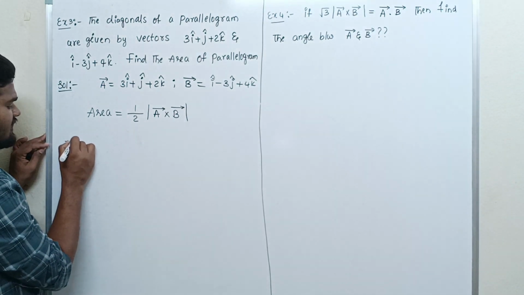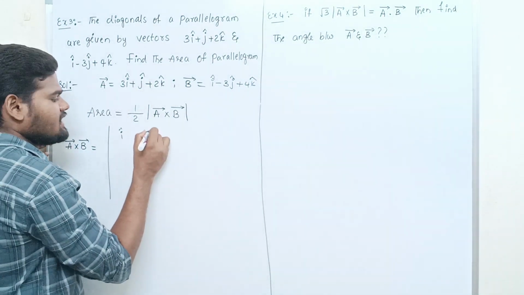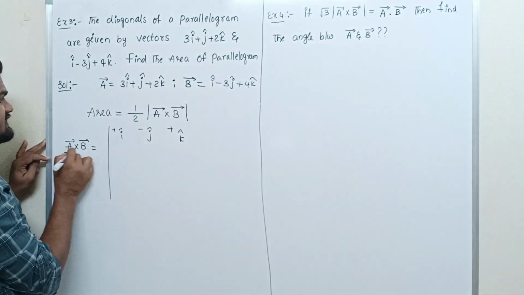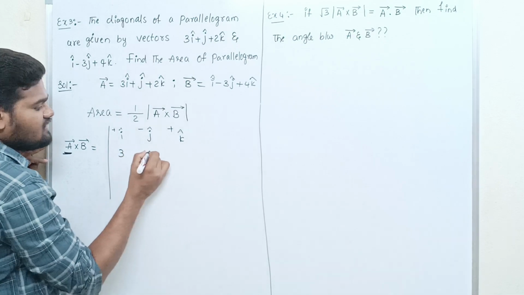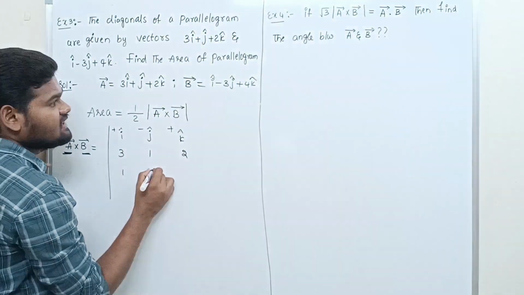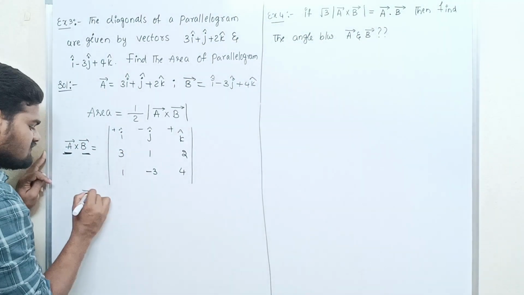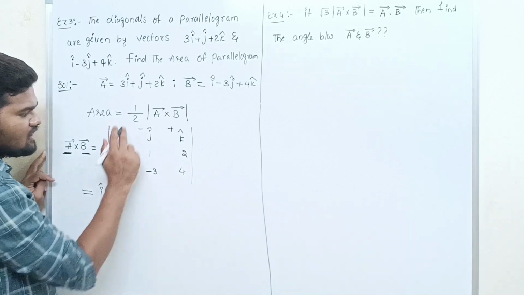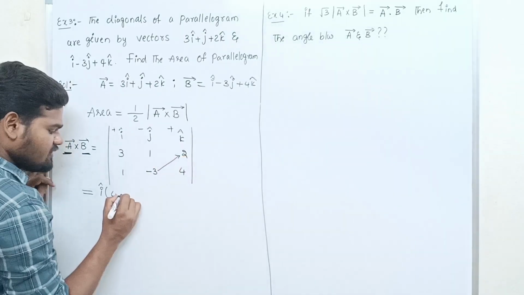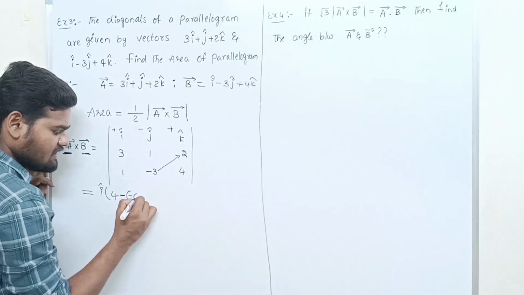I'm going to solve the solution. Have a look. a bar cross b bar is equal to the determinant with i cap, j cap, k cap, with signs plus, minus, plus. First vector is a bar: the coefficients are 3, 1, 2. Next vector is b bar: 1, minus 3, 4. So we make the multiplication. For i cap: 1 into 4 is 4. Multiplying in the upward direction we take a negative sign: minus of 3 into 2 is 6, here minus is there, so minus minus 6.